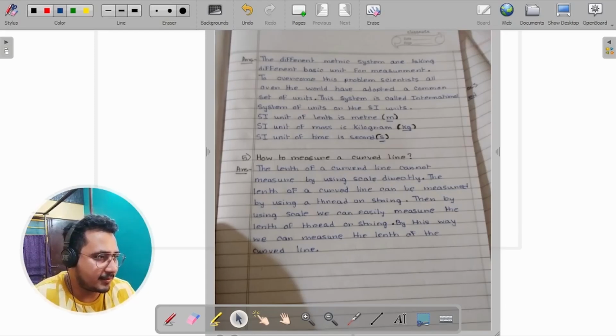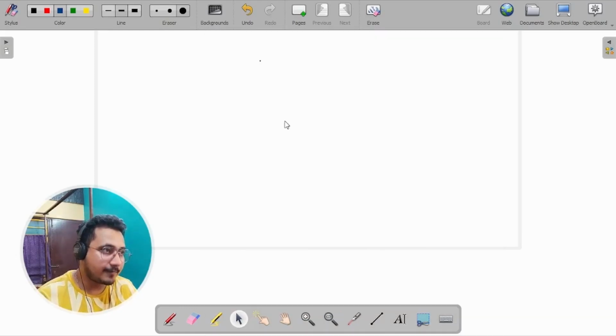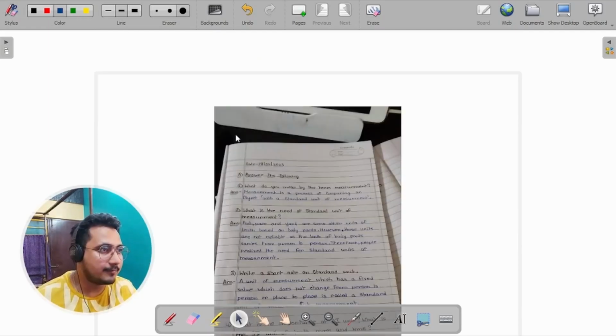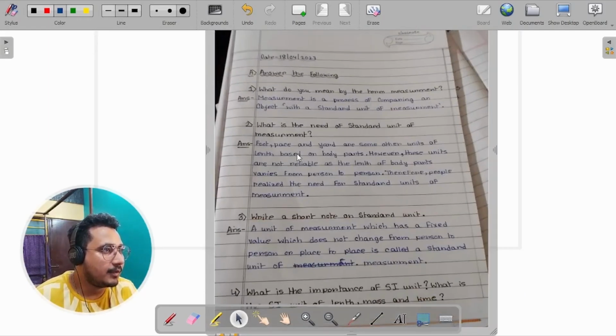Right? Let's look at this question also. What do you mean by the term measurement? You have read that thing? Yes. Okay. These questions that are already given by your school, you need to memorize those things because there are some definitions. That measurement thing is actually a definition. You have to remember that. The measurement is a process of comparing objects with a standard unit of measurement.